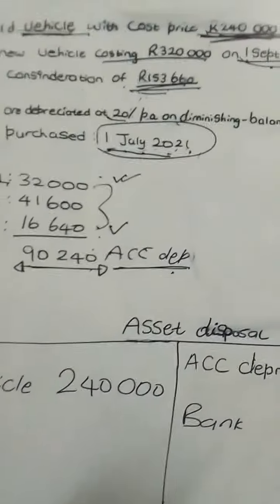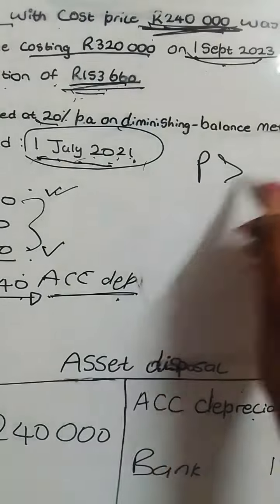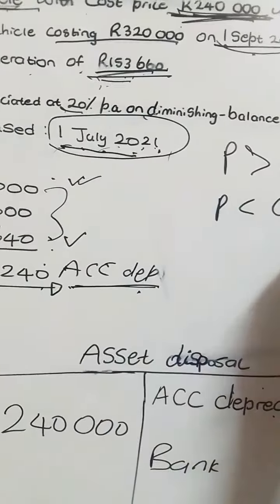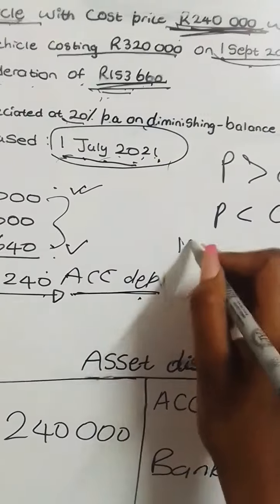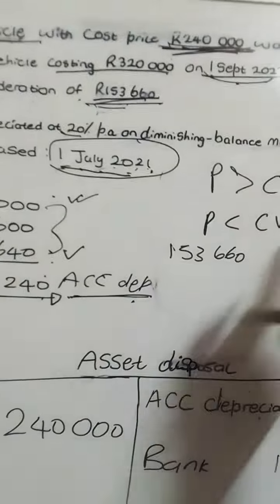Now you have to determine whether you sold this asset at a profit or you made a loss. So you can do it two ways. First way you can do it is you look at your proceeds. So if your proceeds are greater than your carrying value, you made a profit. If your proceeds are less than the carrying value, you made the loss. So your proceeds are what? They're 153,660.